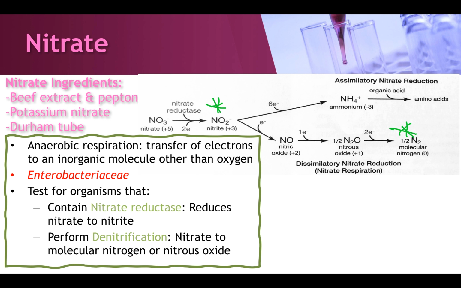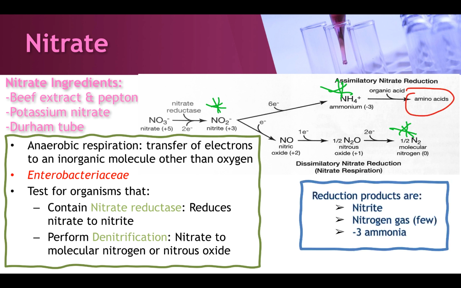Then there are some organisms that are capable of what we call assimilatory nitrate reduction, where the nitrate or the nitrite is reduced to NH4. And the NH4, which is ammonium, can then be used to construct amino acids. From this figure, we can deduce that reduction products are nitrite, nitrogen gas, also ammonia. These are a few of the possible end products of nitrate reduction.